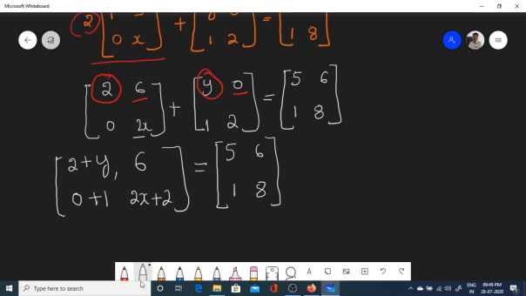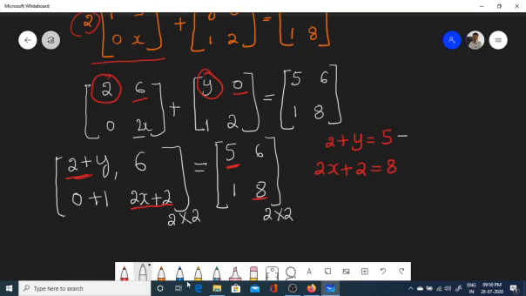So we know that these two matrices are of same order, 2 by 2. So we conclude that the corresponding elements must be equal by taking the concept of equality of two matrices. Therefore, 2 plus Y equals 5. And we know that here we need to find out X now. 2X plus 2 is equal to 8. So ನಾವೀಗ ಇದರಿಂದ X and Y ಅನ್ನು ಫೈಂಡ್ ಔಟ್ ಮಾಡಬಹುದು.